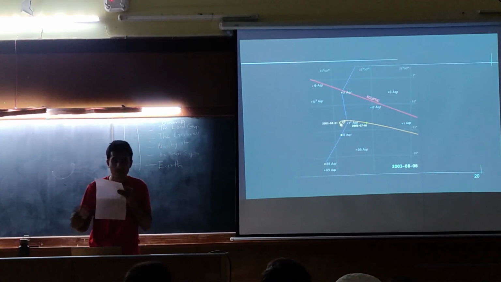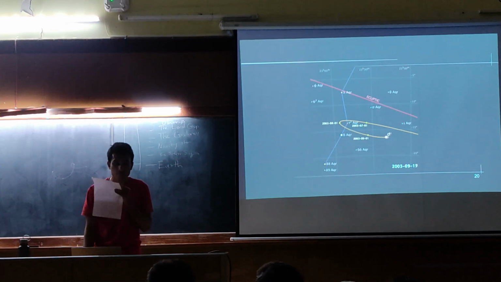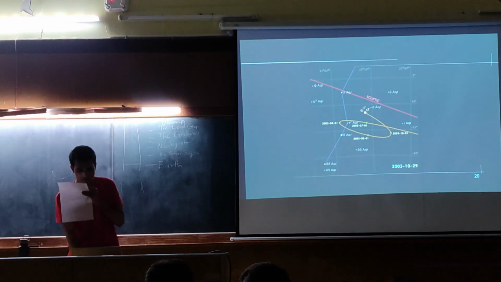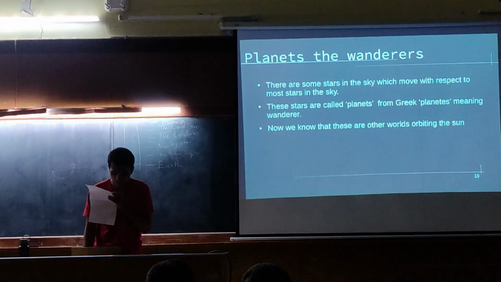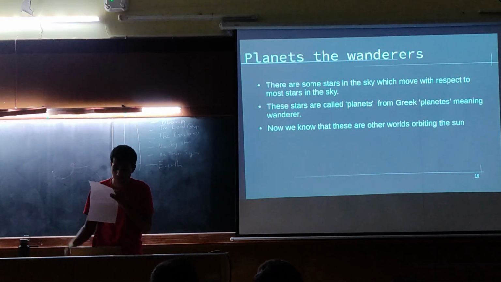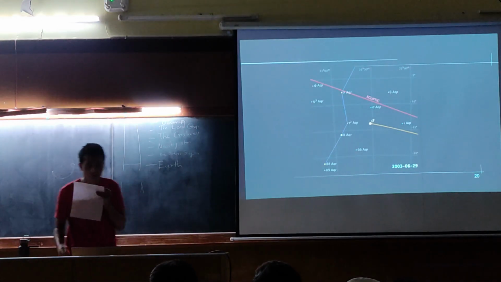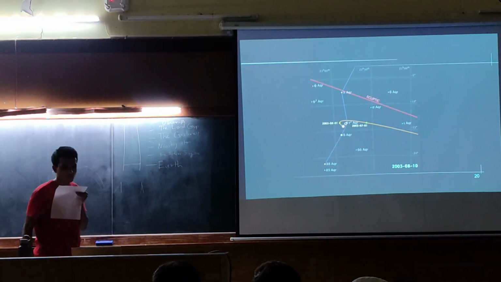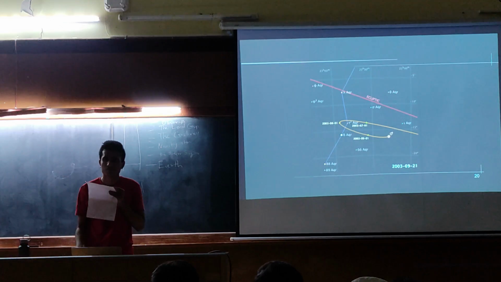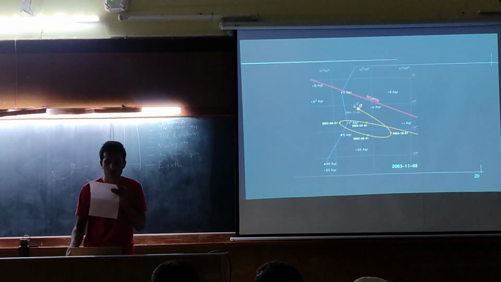So how do we explain this motion? That was one of the biggest problems of antiquity. The name planet means wanderers in Greek. They called them wanderers because they wandered about the stars. So what were these objects? There were five of them which were visible.